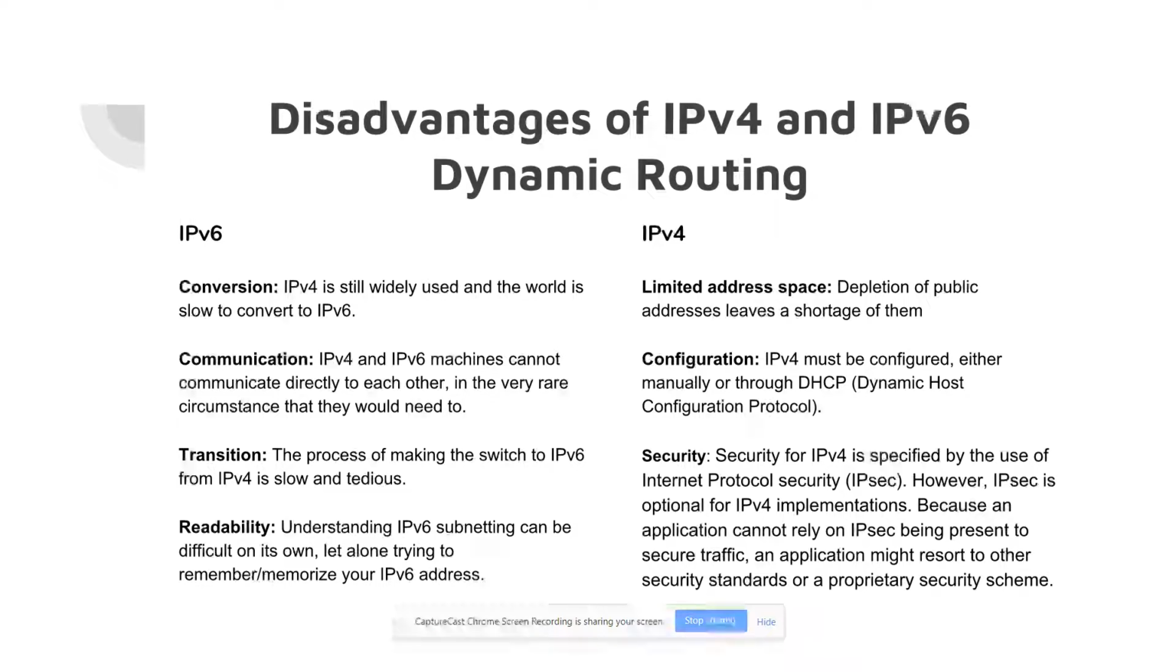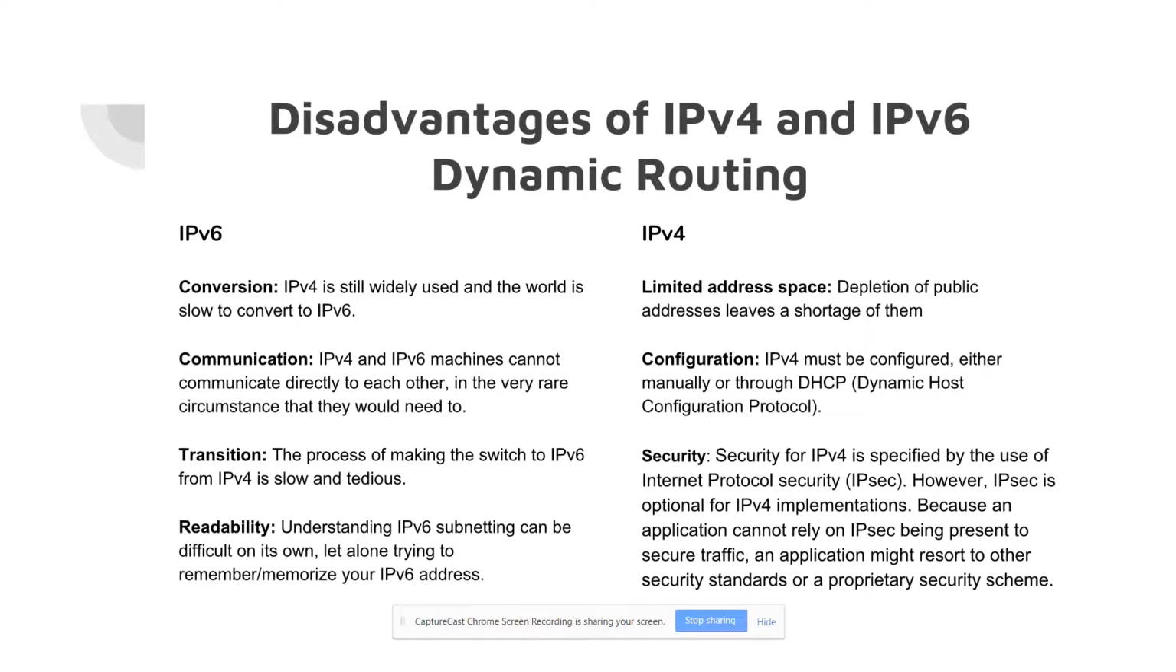Configuration: you either have to manually configure it or use DHCP, Dynamic Host Configuration Protocol. With DHCP, you could have a much larger network, so a lot of companies use it, but you have to actually keep the infrastructure going, like upkeep and all that. And security: there's some built-in security, but it's optional and not always there.